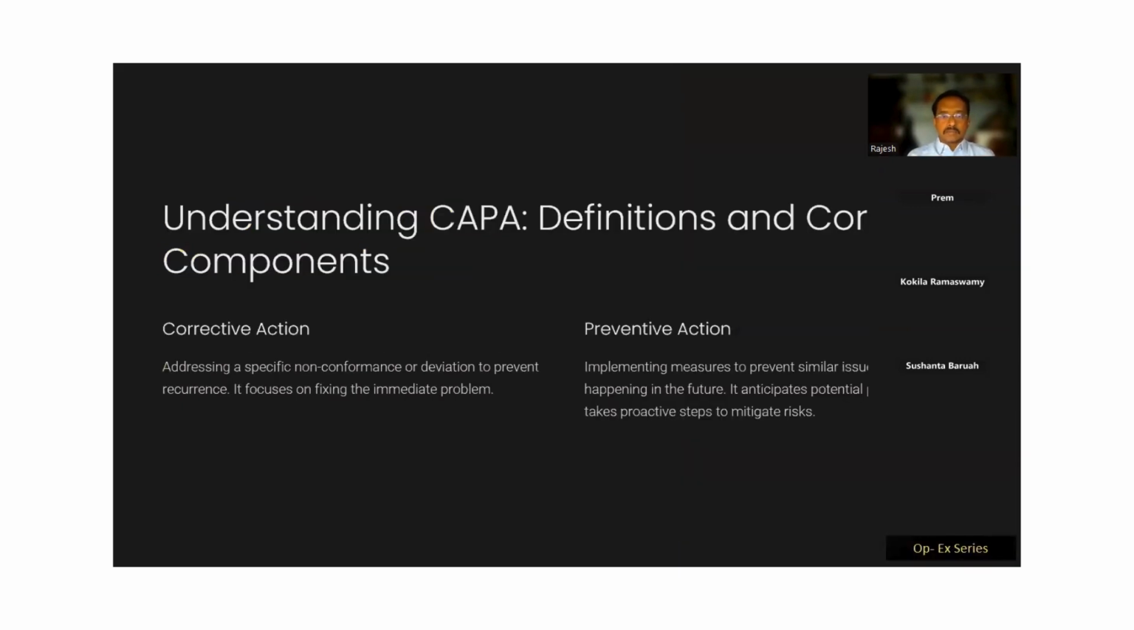So what is CAPA going to do? The first one is a corrective action, addressing the specific non-conformance. Usually CAPA came from the production industry, the product side. We are trying to use it for RCM. How can we do that?